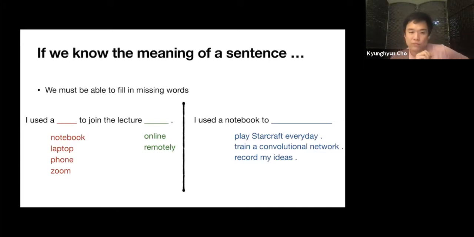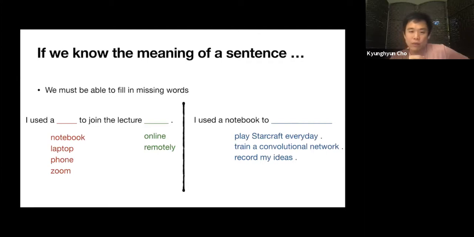The first blank probably can be filled by a word like notebook, laptop, phone, or more recently, Zoom. Perhaps for the second missing bit, that is after lecture, we can plug in online or remotely. The fact that we can fill in these missing words implies that we have a very good sense of what this sentence, or any given sentence, means.